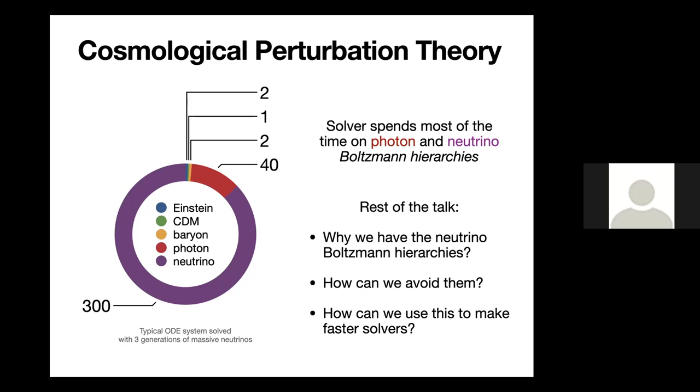So in the rest of the talk, I will talk about why we have the neutrino hierarchies, how we can potentially avoid the hierarchy, and then whether we can use this knowledge to construct a faster solver.